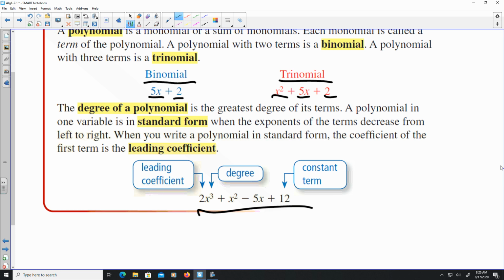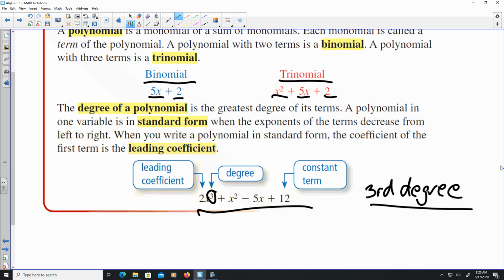To figure out the degree of any specific polynomial, you are only going to look at the term that has the largest degree. Since my largest degree here is x to the third, that means this specific example is a third degree polynomial.